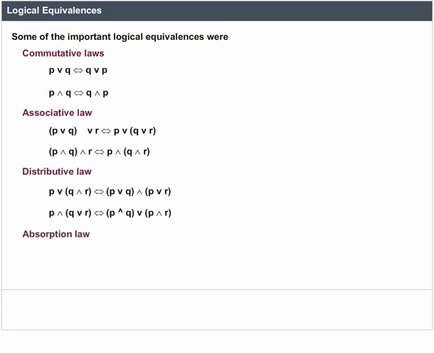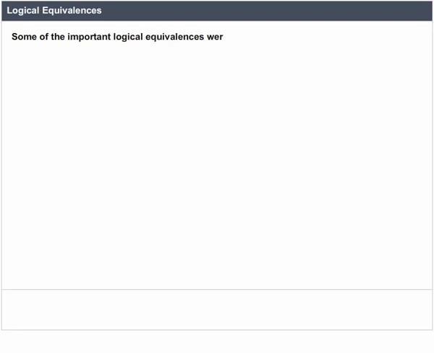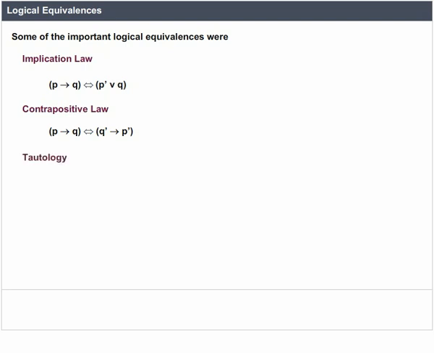Absorption law, P and (P or Q) if and only if P, P or (P and Q) if and only if P. Some of the important logical equivalences were: implication law, P implies Q if and only if not P or Q. Contrapositive law, P implies Q if and only if not Q implies not P. Tautology, P or not P if and only if T. Contradiction, P and not P if and only if F. Equivalence, (P implies Q) and (Q implies P) if and only if (P if and only if Q).